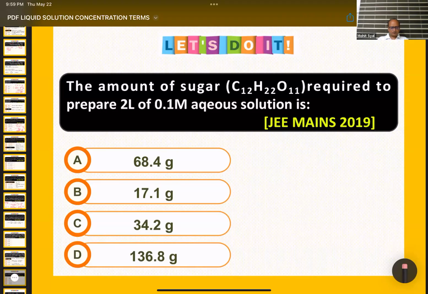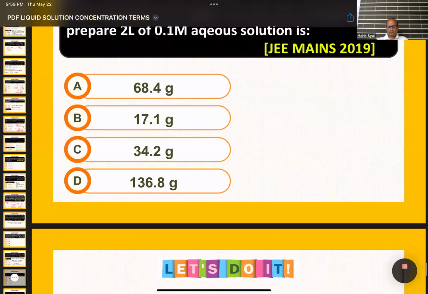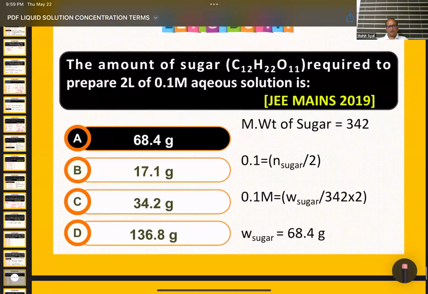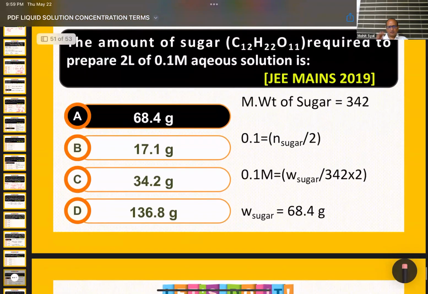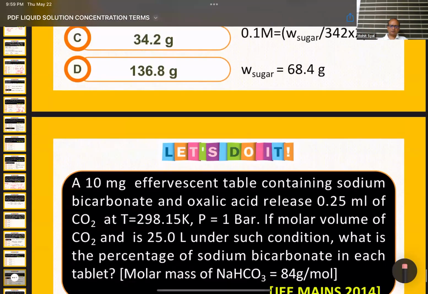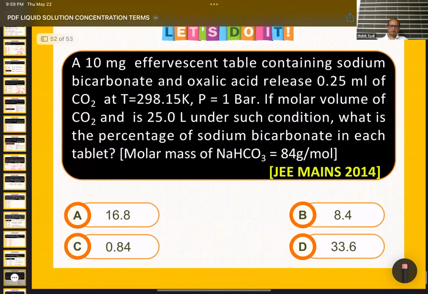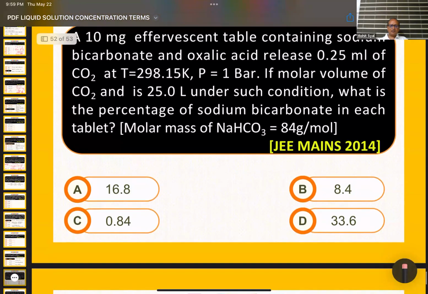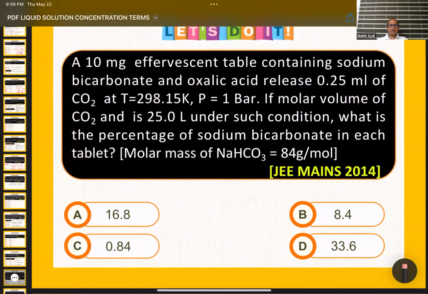Yes, correct. So this is quite simple. All of you have answered it. This is 1 liter as 0.1 mole, and 2 liters will have 0.2 moles. Okay. 0.2 into 352, 352 is the molar mass. This is the last question of concentration terms and a bit tricky, but easy.